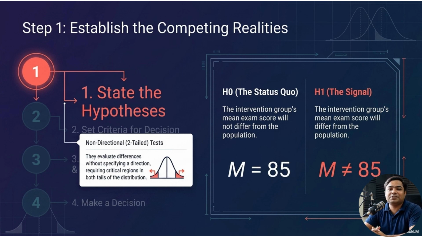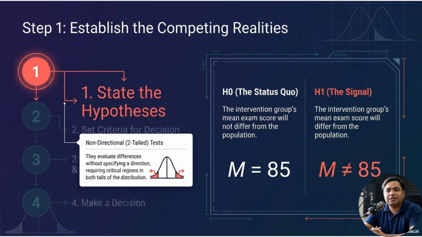The alternative hypothesis says the intervention group's mean exam score will differ from the population. In symbolic form, H1: M is not equal to 85. This is called a non-directional or two-tailed test. Why? Because we are not saying the score will definitely increase or definitely decrease. We are only saying it will be different.